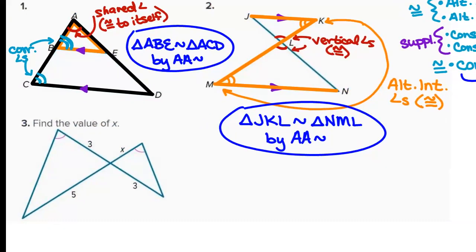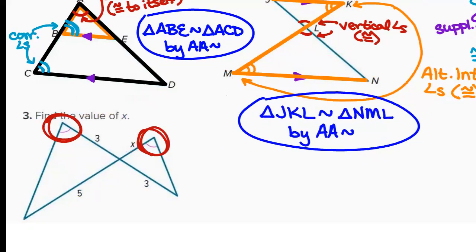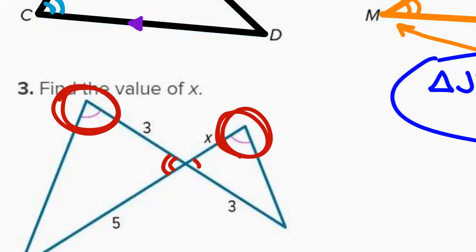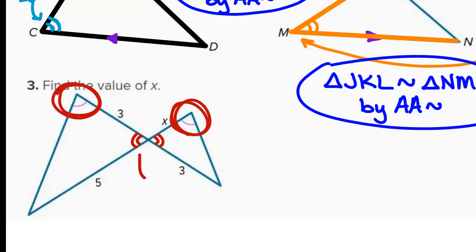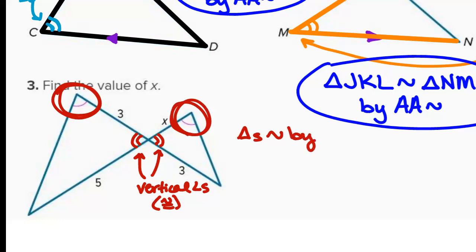All right, last one on the warm-up, number 3. We are supposed to find X. I notice on the picture that these two top angles are marked as congruent to each other. Are there any other congruent angles here? Yes, which one? Or ones, rather. Vertical angles, right here where it makes that X shape. Those angles are congruent to each other. So these two triangles are similar by angle-angle similarity.